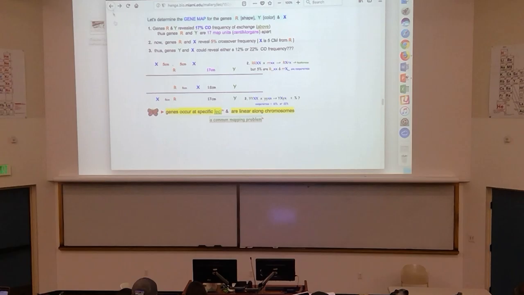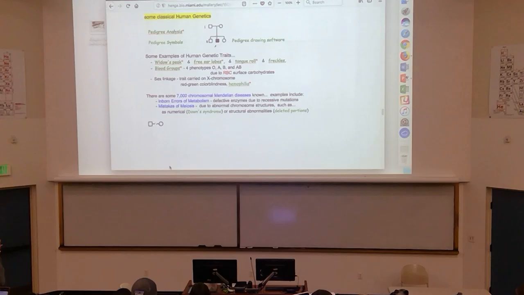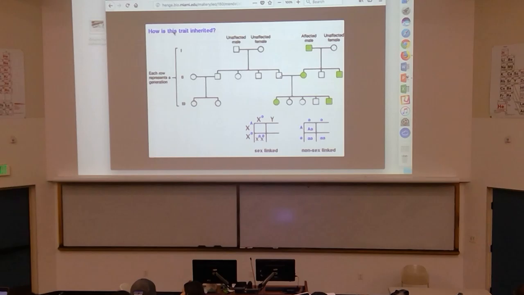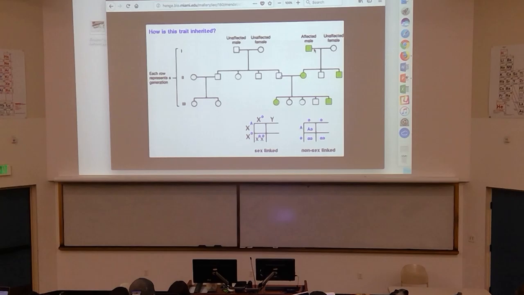Now, let's play some games. Let's look around the room for a perspective thing. We want to look at some genetic traits. We want to do pedigree analysis. We want to be able to read a pedigree and see if we can figure it out. Here's a cross between a female and a male. The male has an affected trait. Is the trait dominant or recessive? Is the trait sex-linked? These are very simple kinds of questions that we want to ask in doing this problem. How can you determine whether this is sex-linked or not?